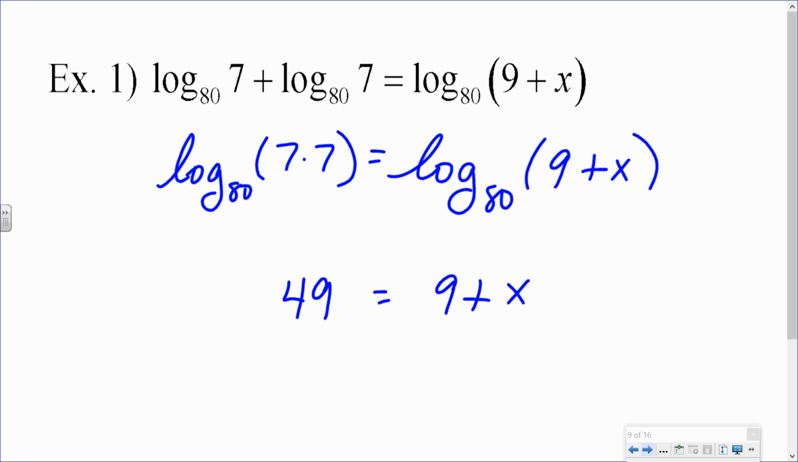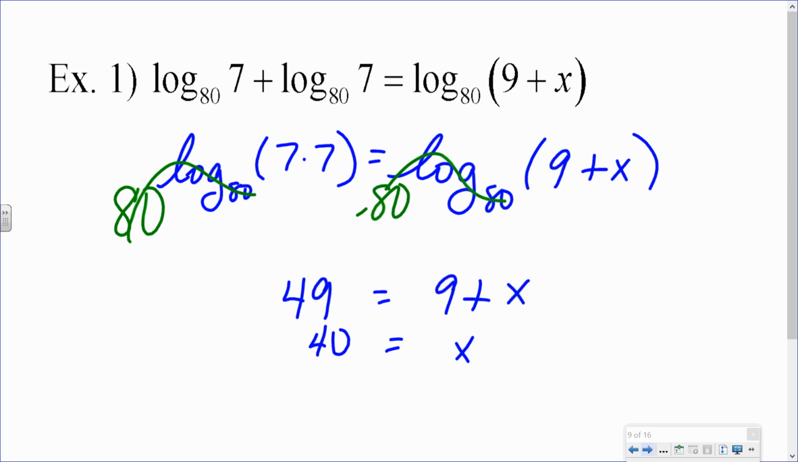The reason I can do that is logs and exponentials are inverses. So if I have a log and I want to get rid of it, I can take the exponential of that. I can make that be an exponent of something that had the same base. So 80 to the log base 80. Do that on both sides, and those cancel out, so the arguments are equal. So then it is simply a matter of saying that x is 40.